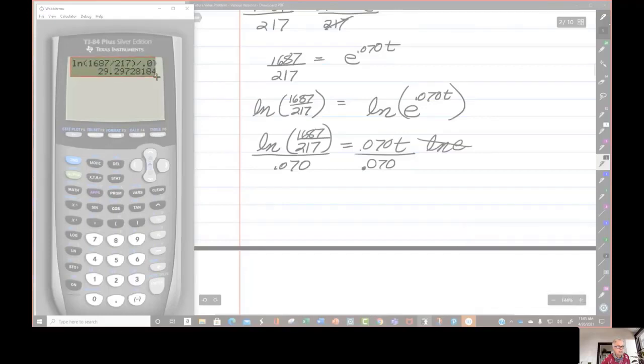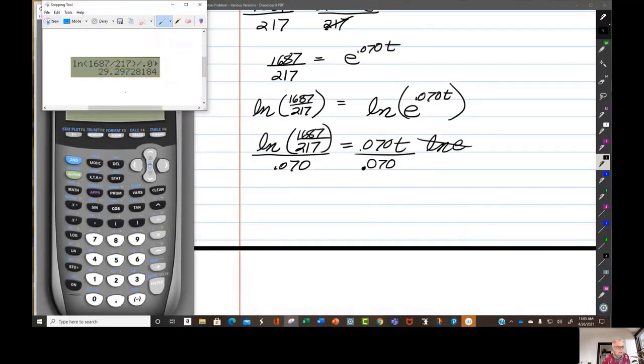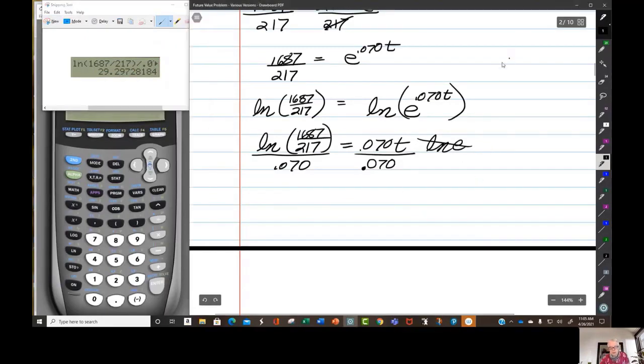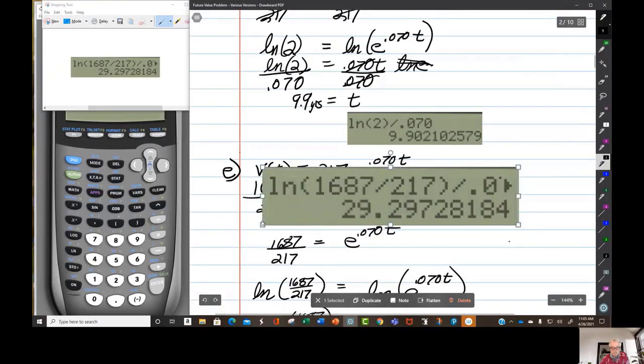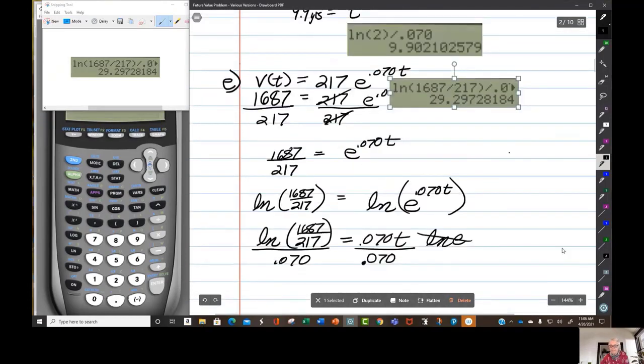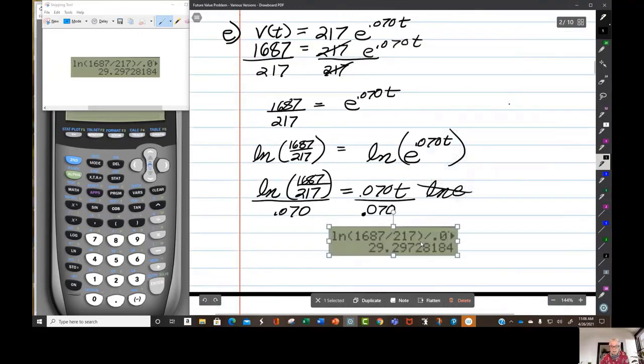Okay, let's copy this. I'm going to have to write it out, it cut off. Okay, so I'm going to save. And then I'm going to write 0.070. Right, so we have the ln of 1687 divided by 217. That's the ln, and then divided by 0.070 gives us 29.2972818184, and it goes on from there.